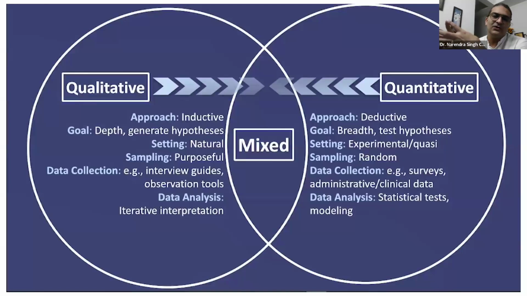Now, what is my goal for the qualitative? It is depth. I want to understand, and I want to generate hypotheses, which we can easily get tested with the help of quantitative. The setting is very natural, where you are interviewing the participant, where the person is stress free and has that kind of trust, and gives you the kind of data you're looking for. Sampling is usually purposeful or purposive, or judgmental, or snowball, whatever suits better. Data collection is largely through interview and observation and iterative interpretation.